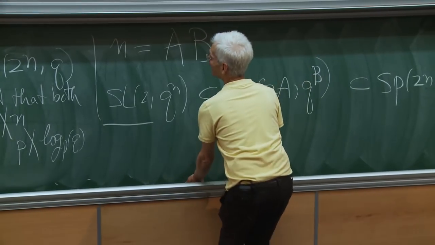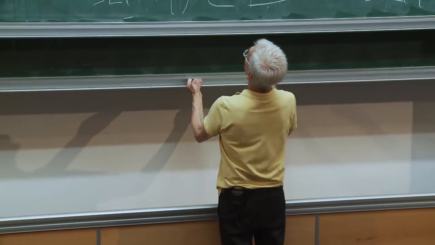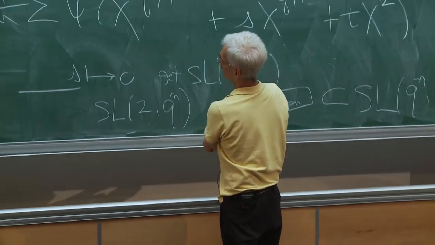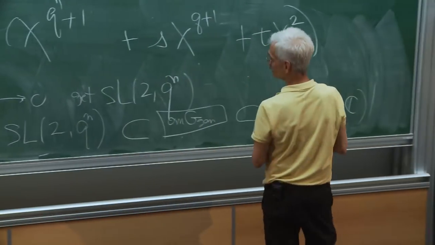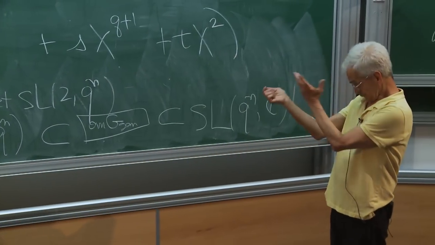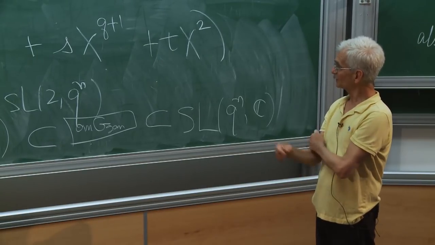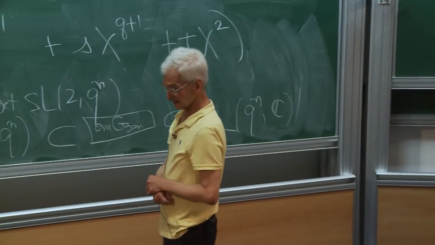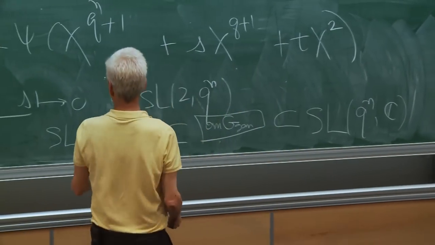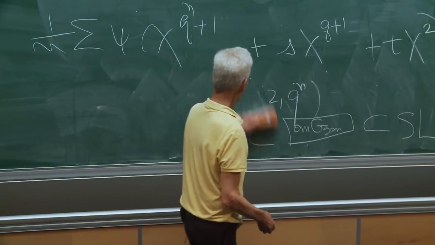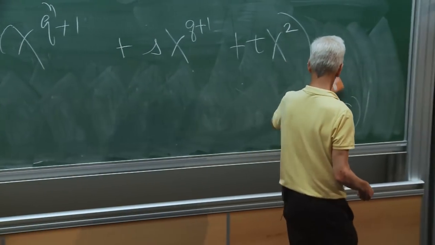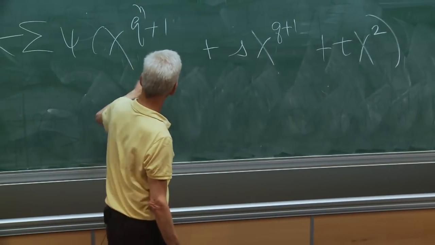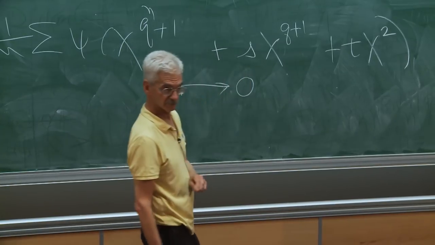Okay, now the next step is we say, all right, so here we used the trick that when we put S equal to 0, we got something we knew. And therefore, whatever we were getting at least contained that. So now what we're going to do is we're going to put T to 0.